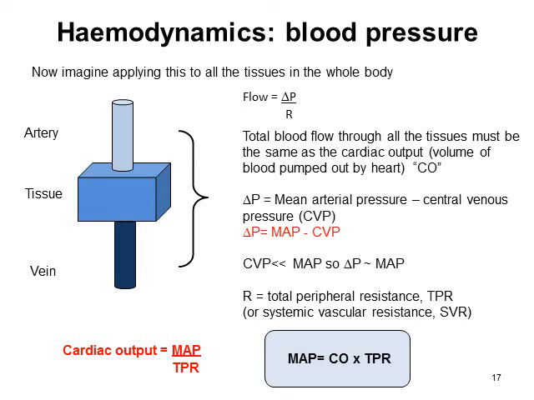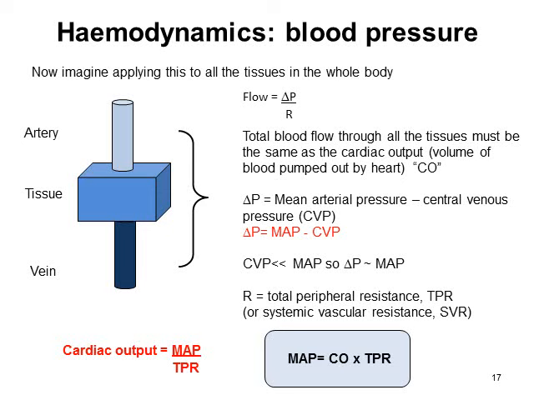Now imagine applying this to all the tissues in the whole body rather than an isolated organ. The equation stays the same, so flow equals delta P over resistance. The total blood flow through all the tissues has got to be the same as the cardiac output, so the volume of blood pumped out by the heart. It can't be greater than that. In which case, delta P, so the difference between your arterial and venous pressure, is equal to the mean arterial pressure minus the central venous pressure.